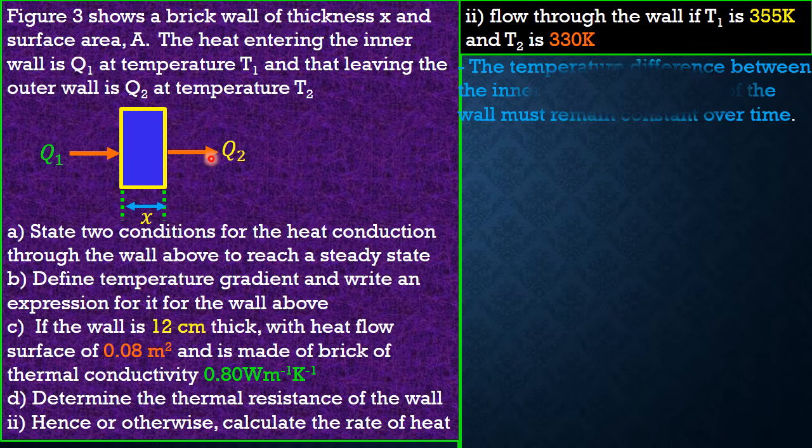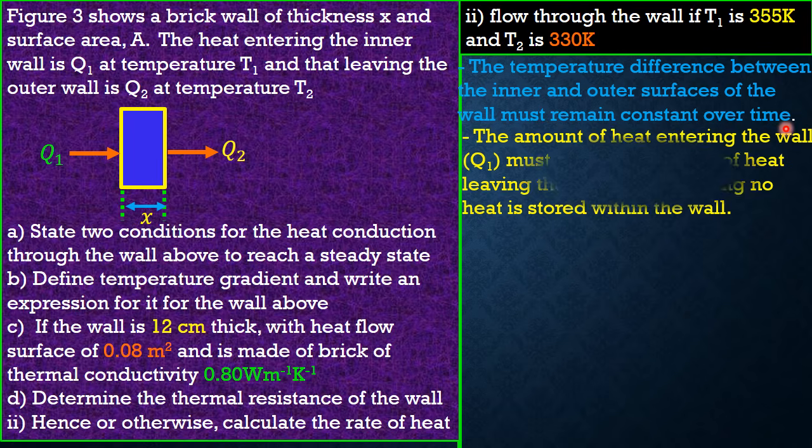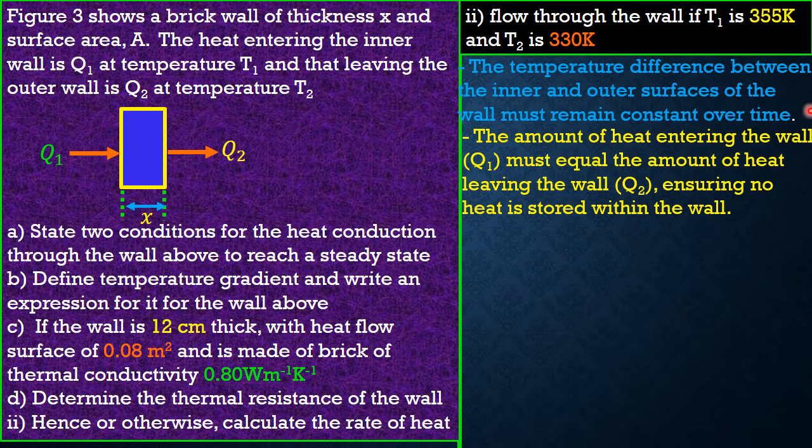So the first point, we can see that the temperature difference between the inner and outer surface of the wall must remain constant over time. And secondly, the amount of heat entering the wall, Q1, has to be equal to the amount of heat leaving the wall, Q2, ensuring that no heat is stored within the wall. Great. This second part simply talks about the conservation law. Okay, it is a conservation law.